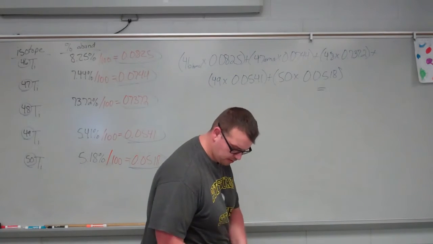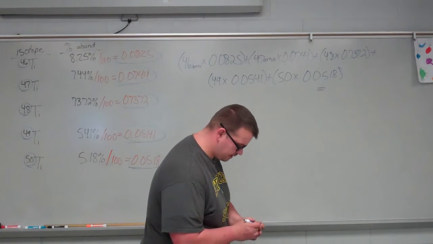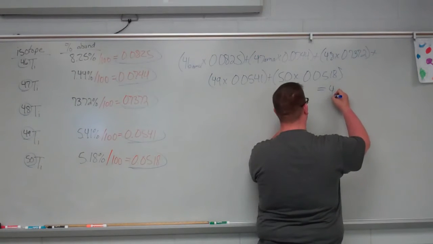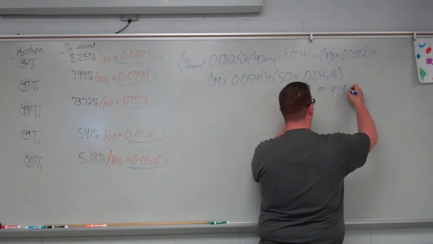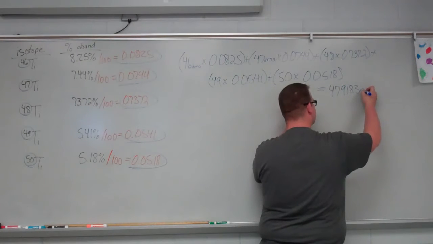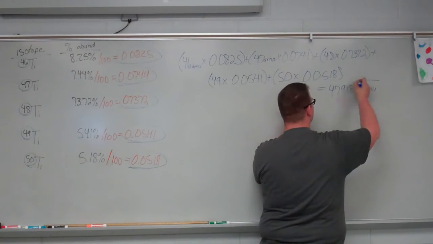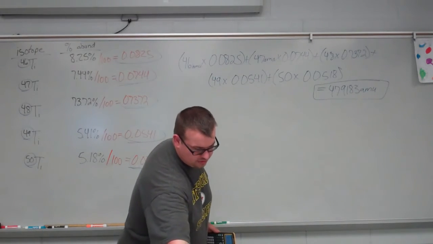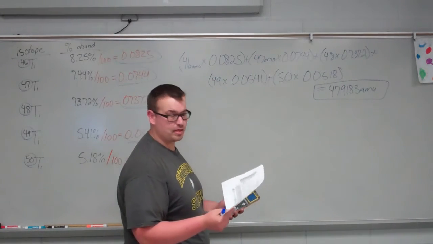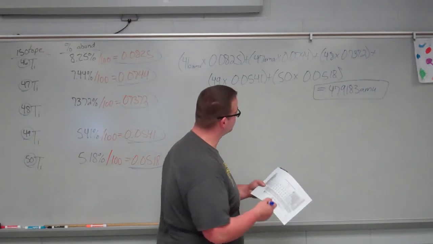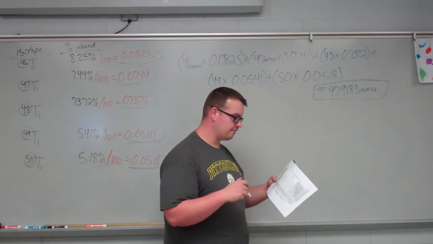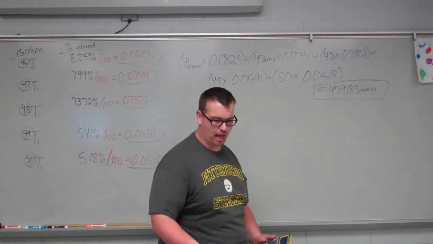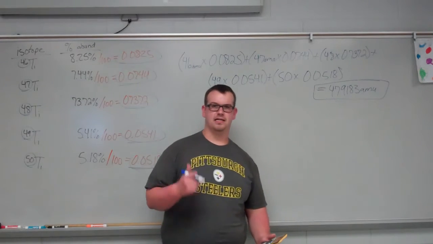And the number that I come up with when I did all this is 47.9183 atomic mass units. So that's what I came up with, and I can use my periodic table to see if I'm really close. If you're really close, you're probably right. So the periodic table has 47.867, and that's really, really close. So I'm saying I'm right, and I'm good to go.